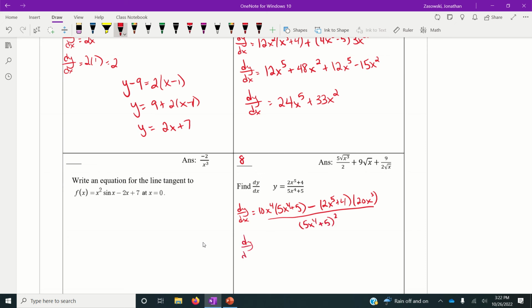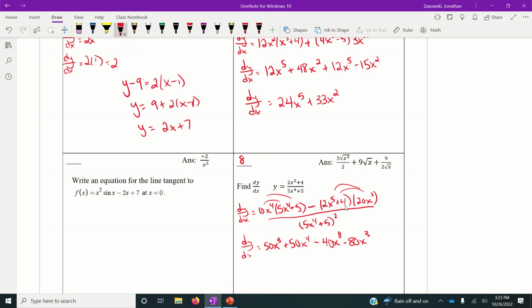Okay, let's simplify here. So we're going to distribute through. So we're going to get 50x to the 8th plus 50x to the 4th. Now, remember that we're multiplying a negative 20x cubed through here, so just be careful with your signs. So it's going to be minus 40x to the 8th. And then negative 20 times 4 here is going to be negative 80x to the 3rd.